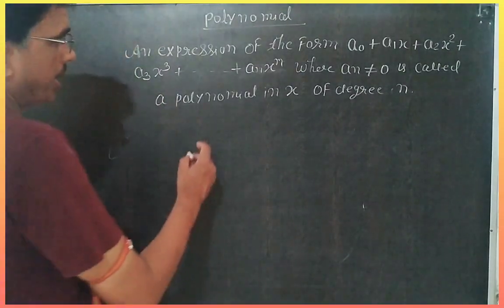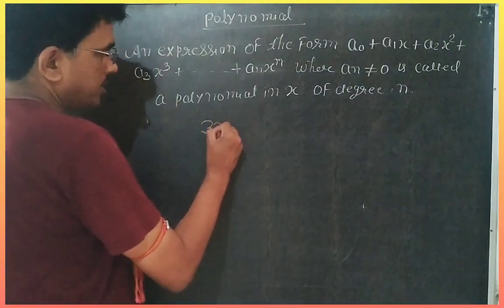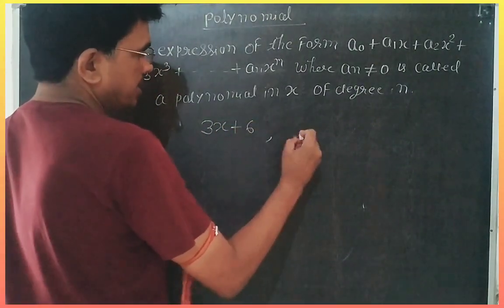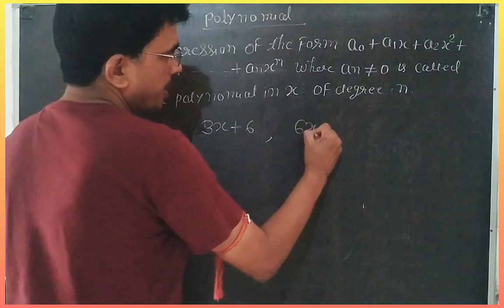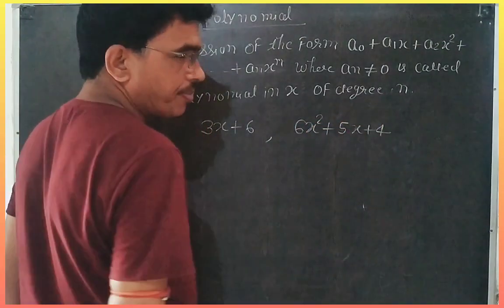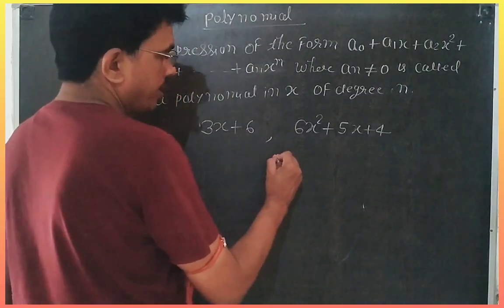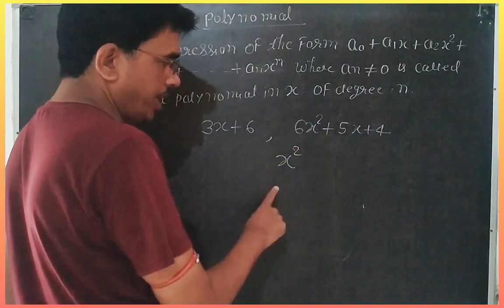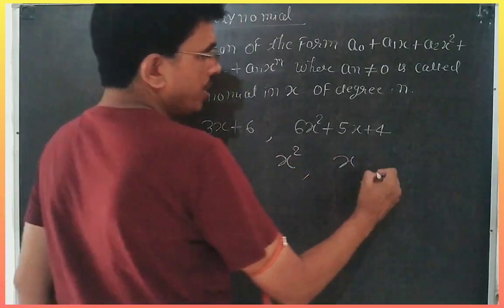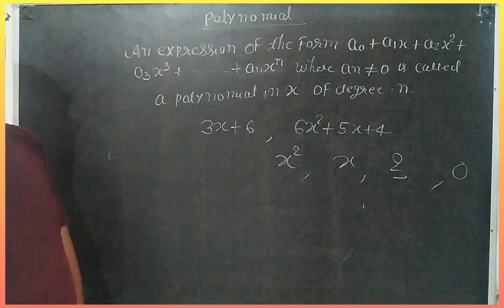In general, you can write 3x plus b, it is a polynomial. 3x plus c, 6, it is a polynomial. 6x square plus 5x plus 4, it is a polynomial. You write x square only, it is a polynomial. You write only x, then it is a polynomial. You write only 2, then it is a polynomial. You write only 0, then it is also a polynomial. This is the part of polynomials.